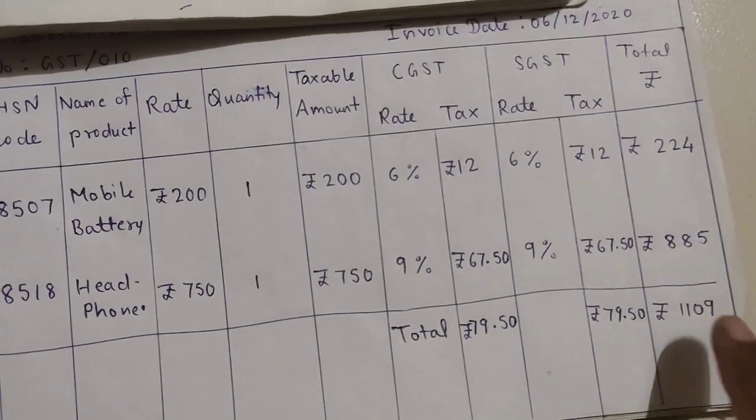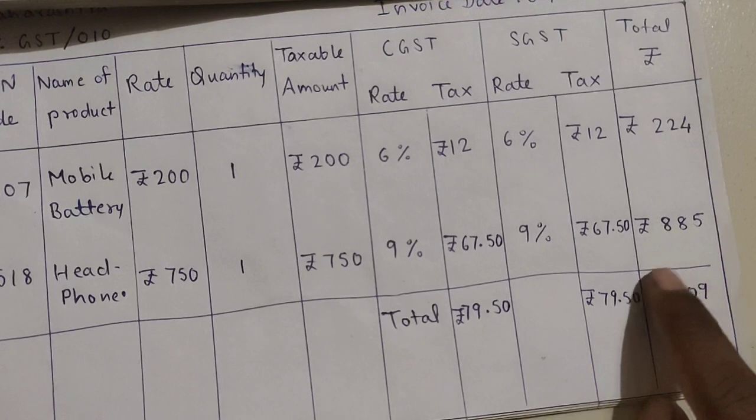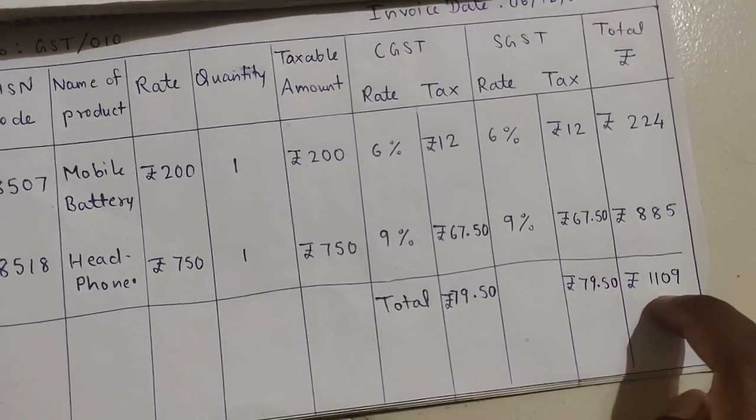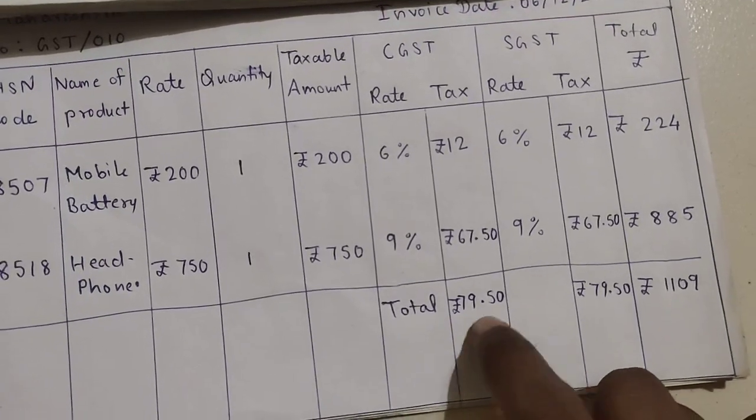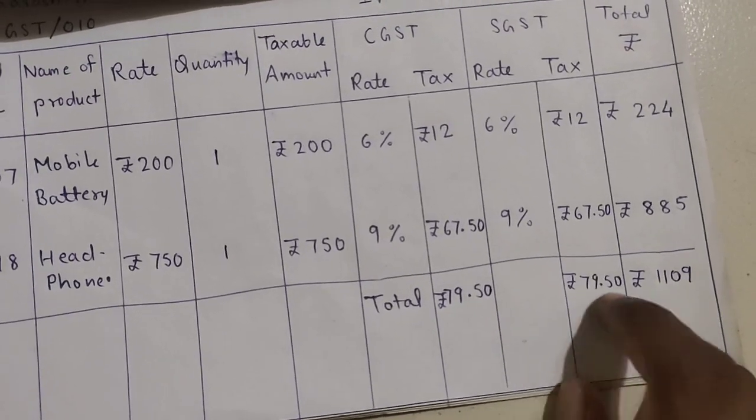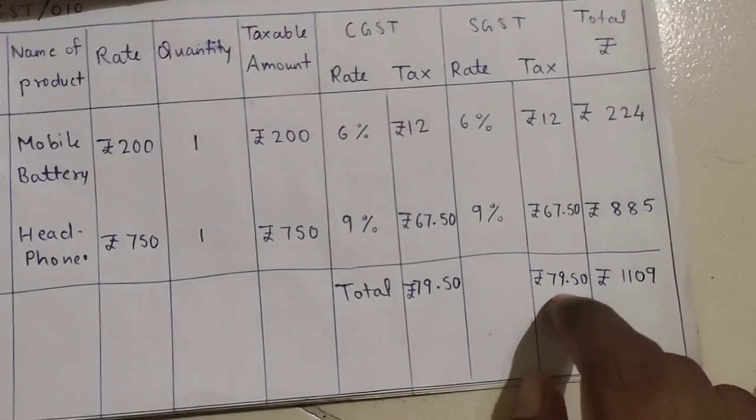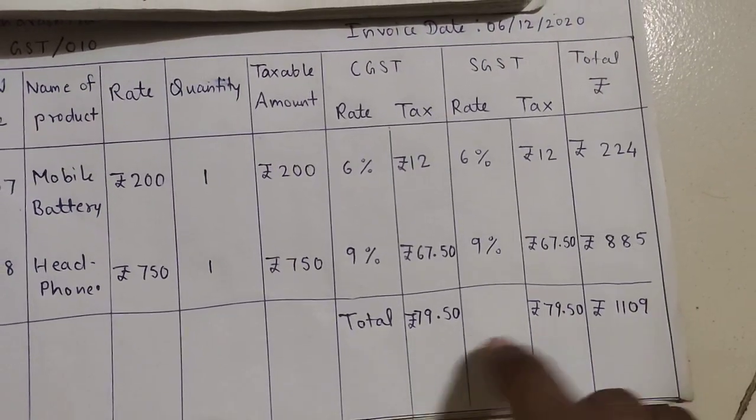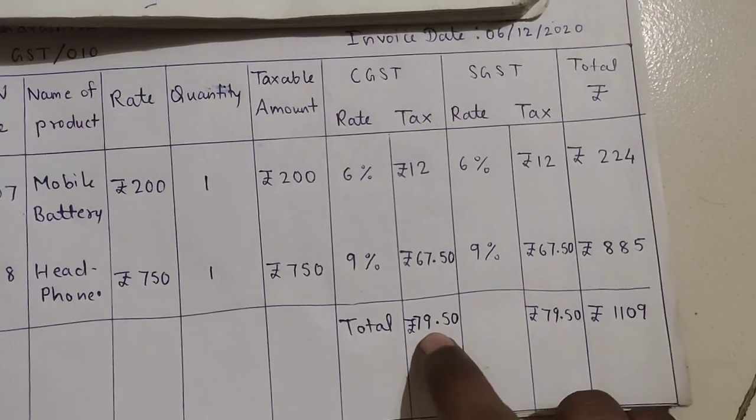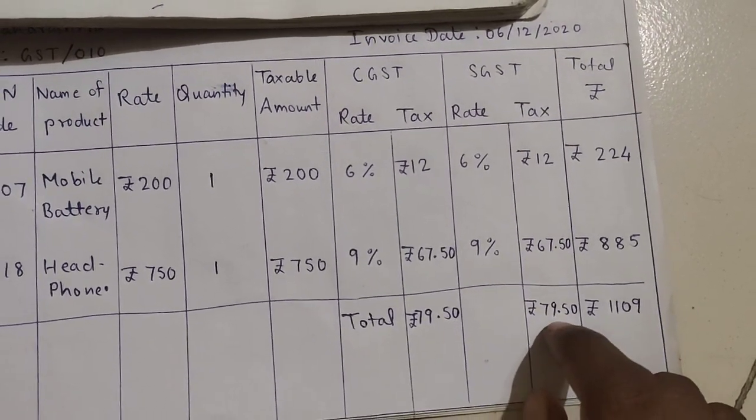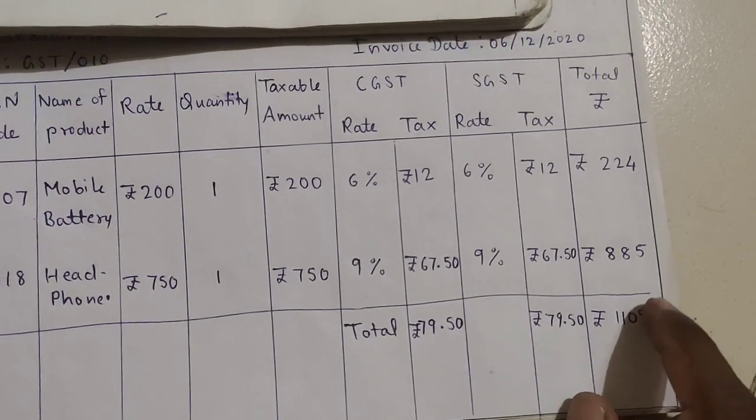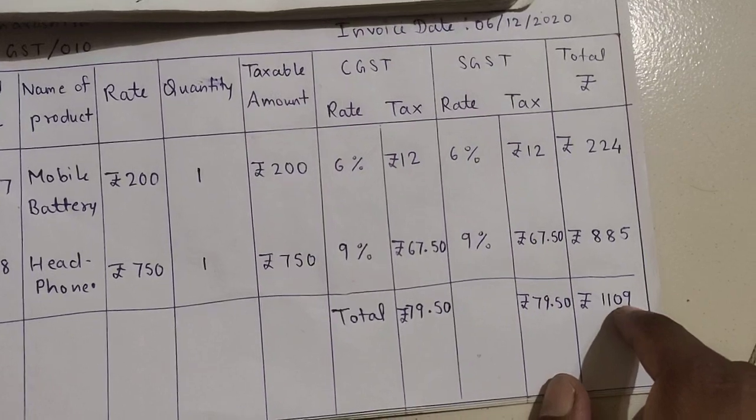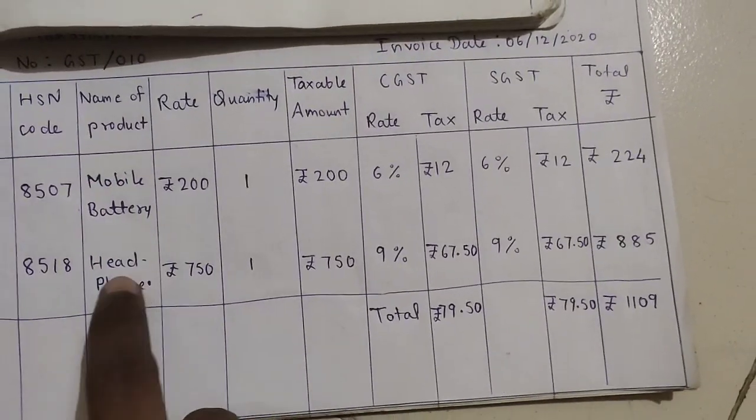And here if you do total, so 1109. So this much amount you are going to pay, and out of this 1109 rupees, 79.50 will be CGST and 79.50 will be SGST. So these two amounts will go to the government. This will be going to central government, and this will go to state government as a tax. And total how much amount you are going to pay? 1109 rupees for these two products.